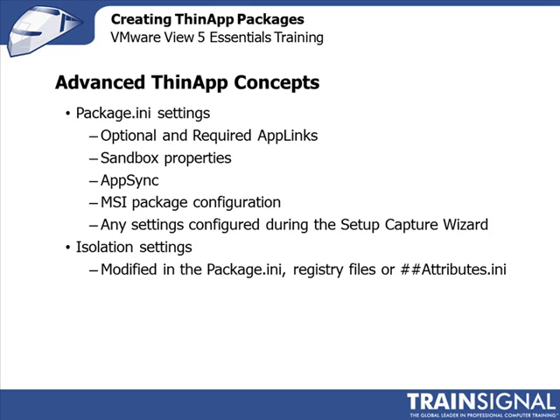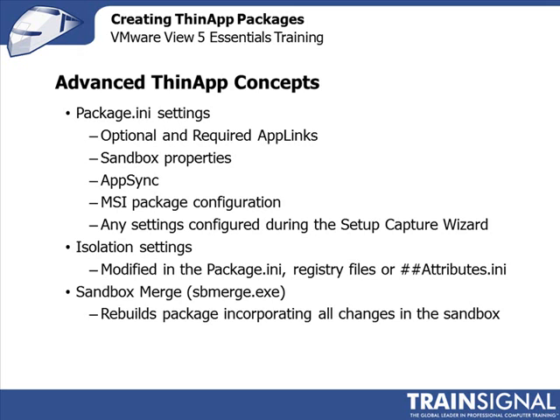The isolation settings within the registry and file system can be modified and tweaked down to the directory level or the key level within the registry. This is defined in the registry files and the attributes.ini files. The defaults can be defined in the package.ini. Some applications will require specific isolation settings in specific directories and registry keys, and this can be a primary point of troubleshooting a package that isn't working quite the way you want it to. ThinApp provides an SB merge utility, which you can use to update a package based on the updates that are contained inside of a sandbox.